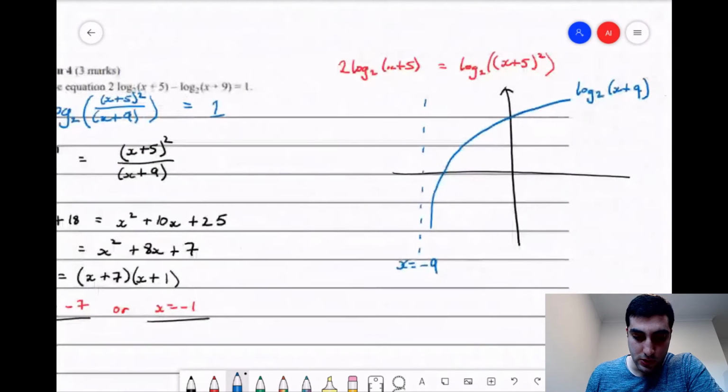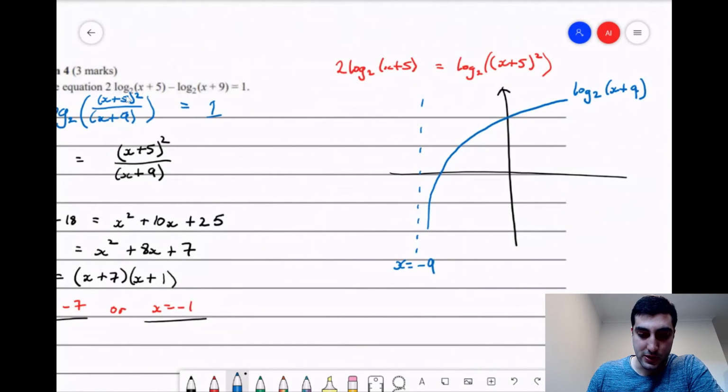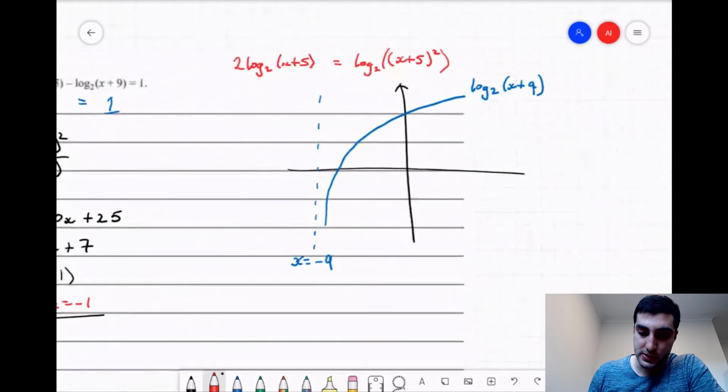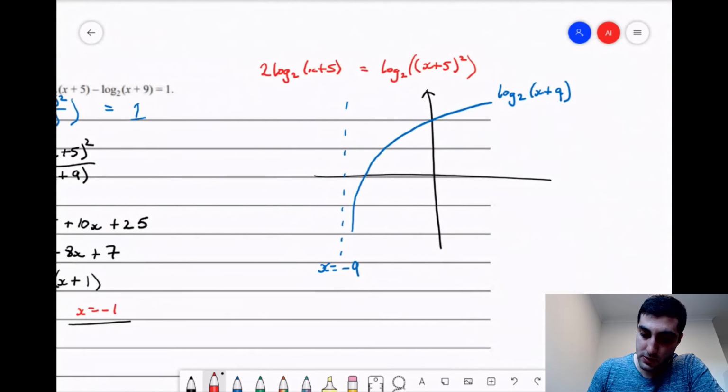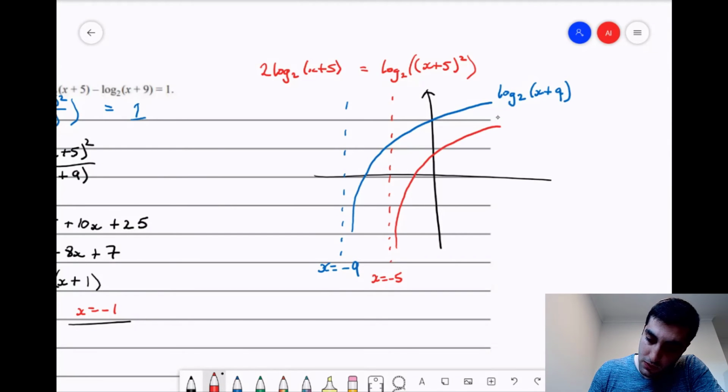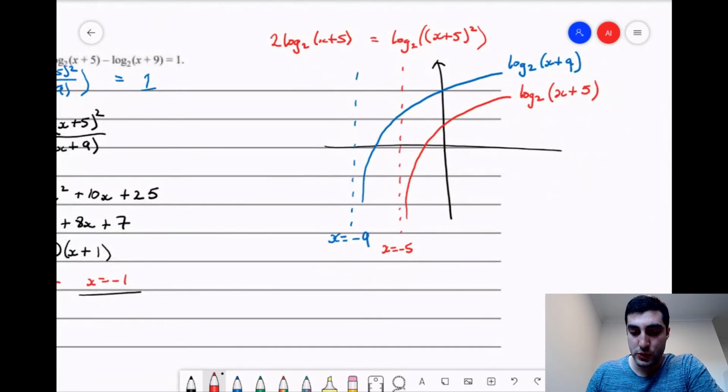So the log 2 of x plus 5, we know this 2 at the front is just a dilation from the x-axis, so it's just going to scale the y values. To make a good comparison, I'll instead draw it in. This will be x minus 5, and here we're just drawing log base 2 of x plus 5. Great. So which regions do both of these functions exist for?